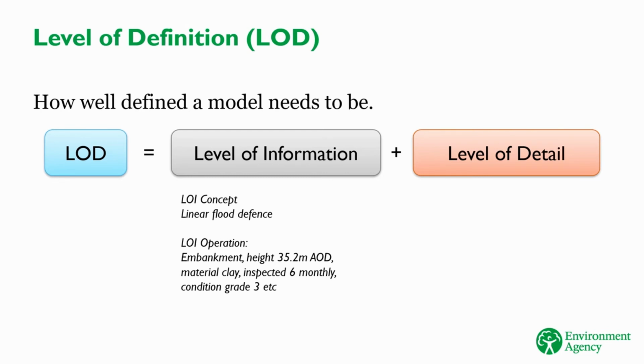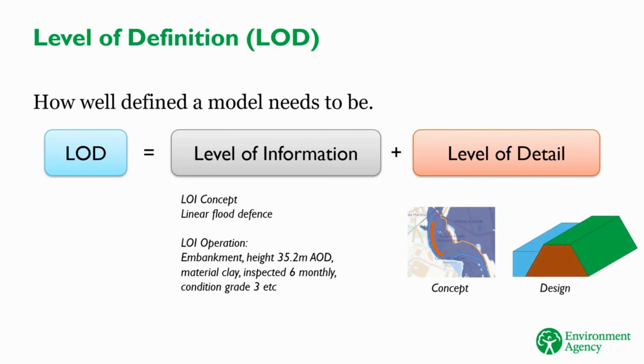Level of detail relates to graphics and how well defined a graphic model needs to be. Sometimes, all you need is a line on a map to show you where an asset is. In other times, you'll have a full 3D model of the asset.